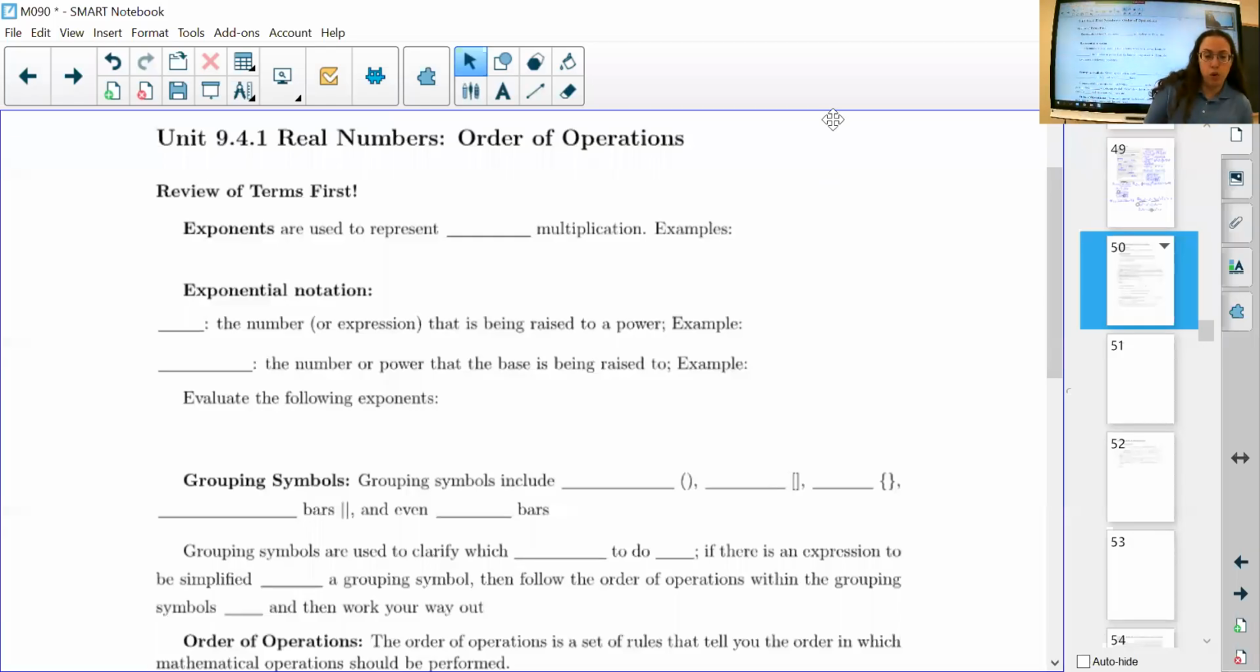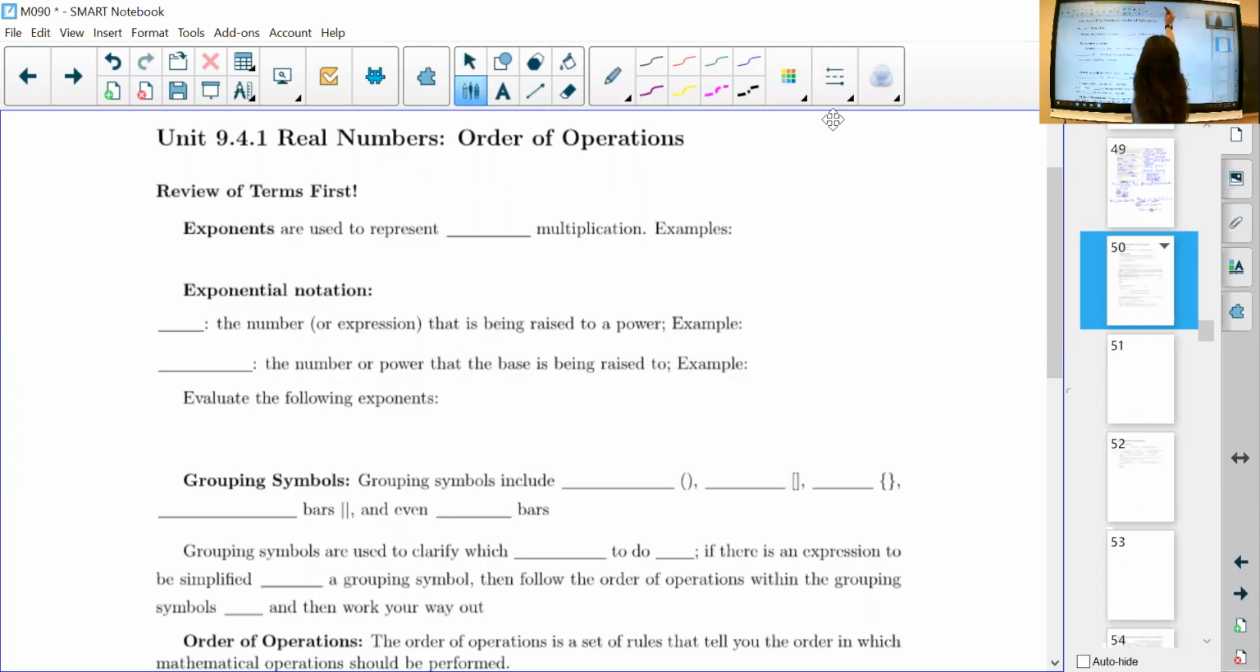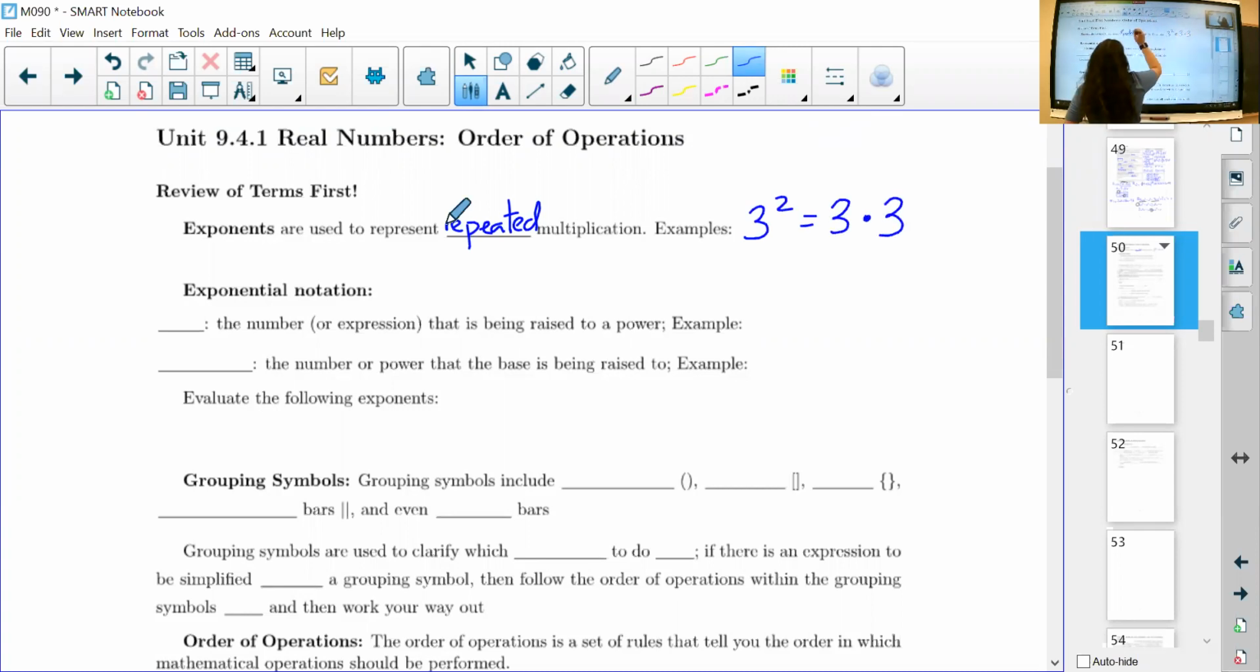Page 50, order of operations. Let's talk about some vocabulary first. So exponents are used to represent repeated multiplication. For example, 3 squared is 3 times 3, 2 3s. 5 to the 4th is 5 times 5 times 5 times 5, 4 of the 5s.